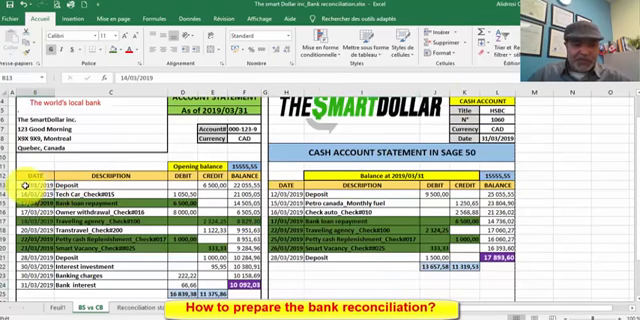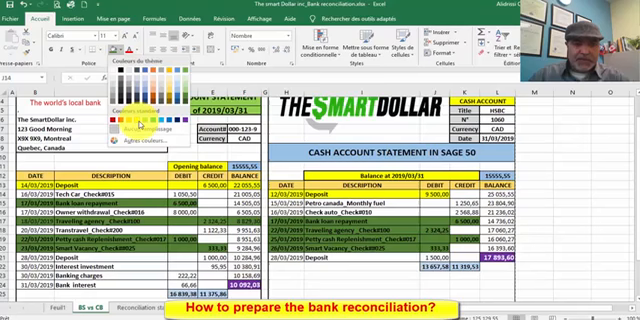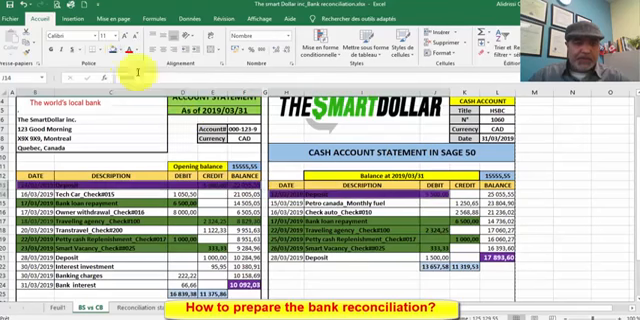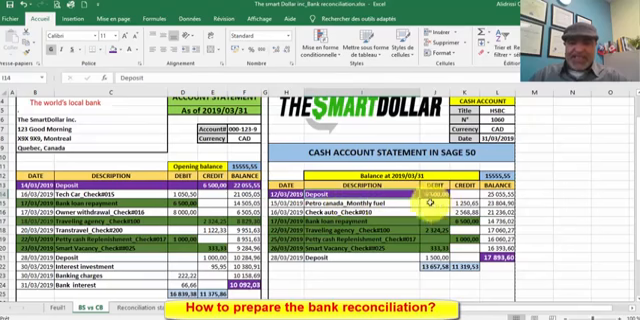Let's start by the first one. Okay, here's one for example. Give it the color. This color, for example. Okay, good. We deposited in the bank $9,500, but we found here how much? $6,500. So the difference should be as deposit in transit. We will receive it later in the future.